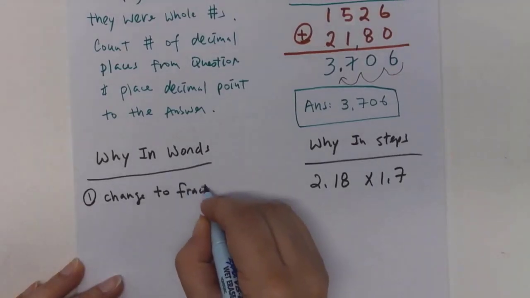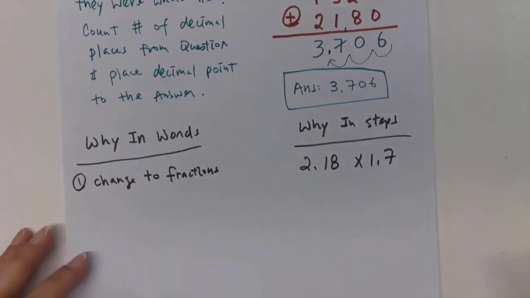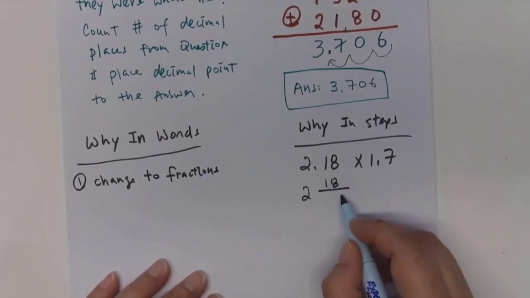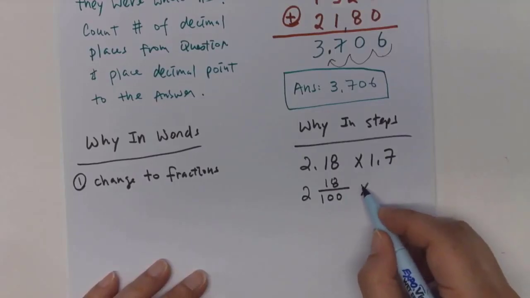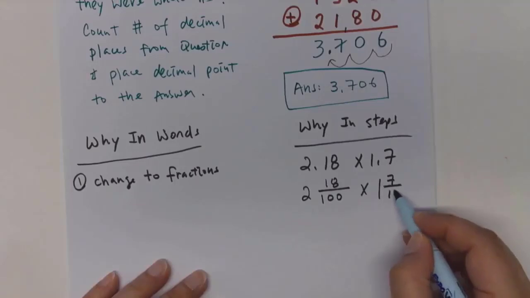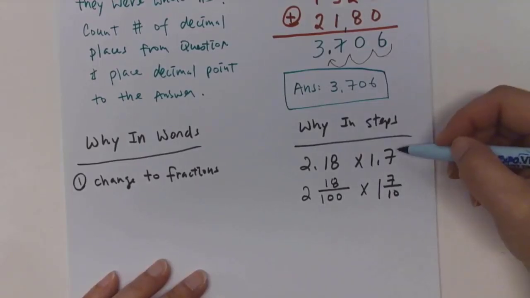First we change them to what? Fractions. You can say like this is brand new information. Okay, how do I change them to be fractions? 2 and 18 over 100, because two decimal places, right? It is in the hundredths place also. Times 1 and 7 over 10, because one decimal place means 10. And this is in the tenths place, right?